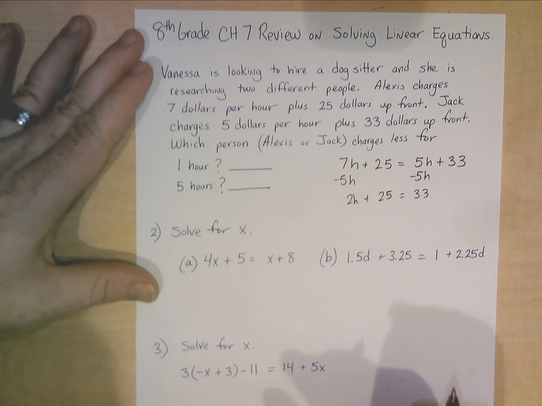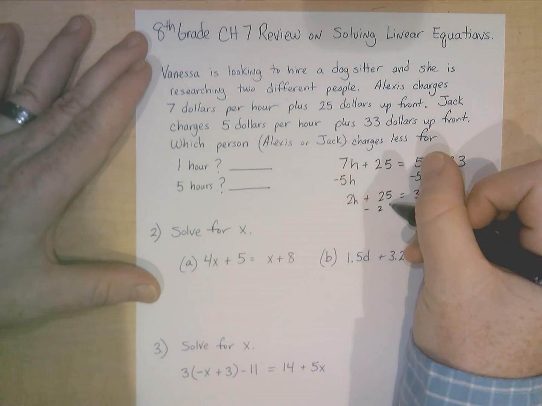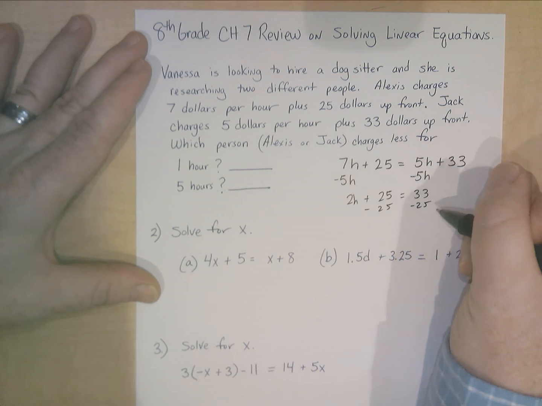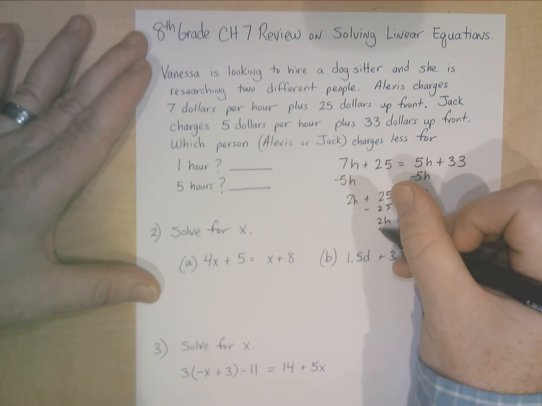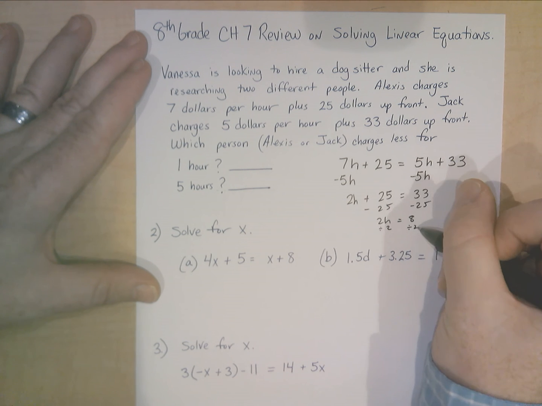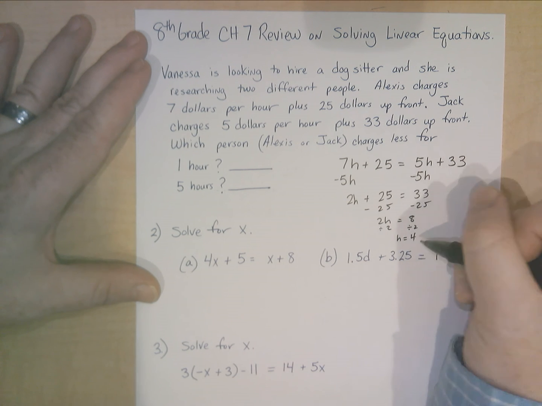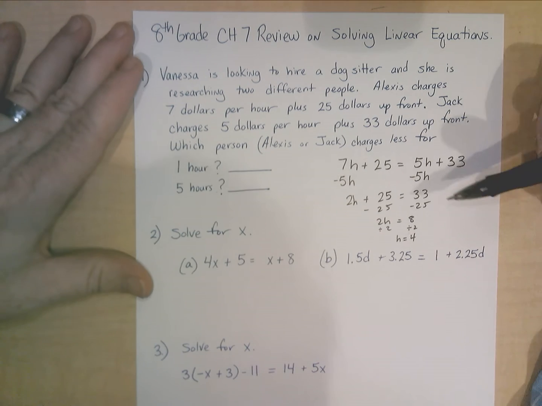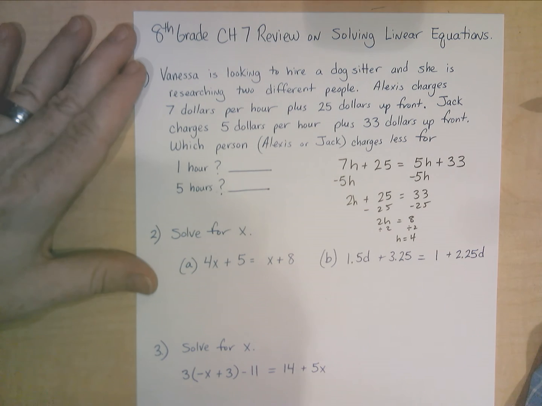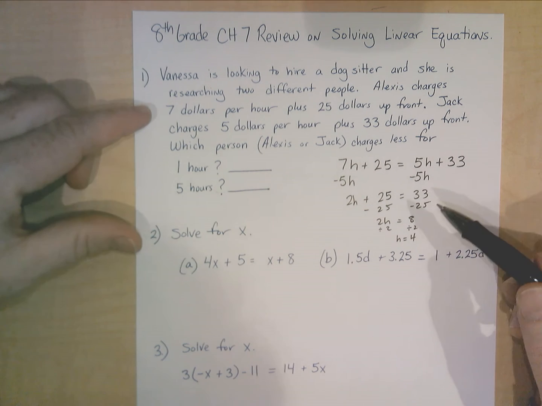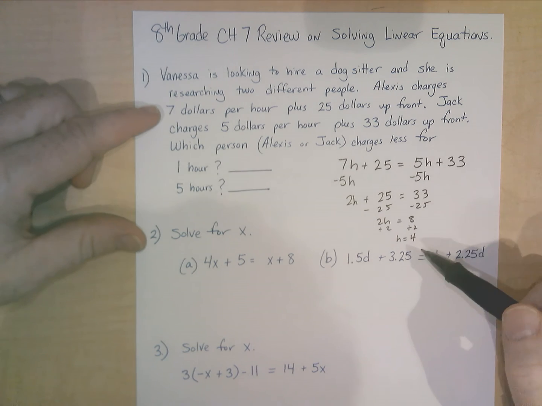Now I'm just going to solve this like a 2-step equation. So I'm going to subtract 25 from both sides. 2h equals 8. Divide both sides by 2. H equals 4. So basically, at the 4th hour, they're both going to charge you the same amount. Right? So if you know that, let's plug this in.